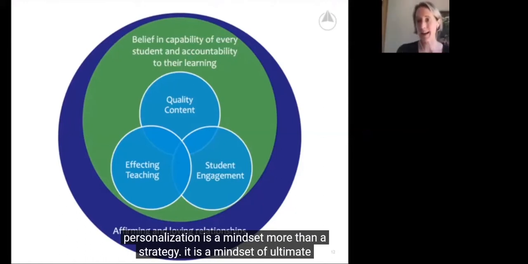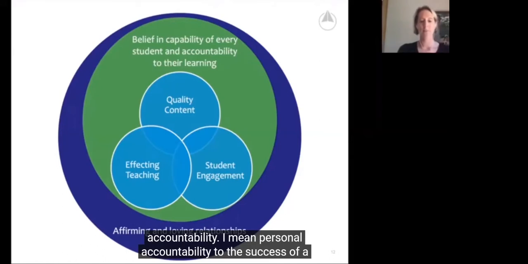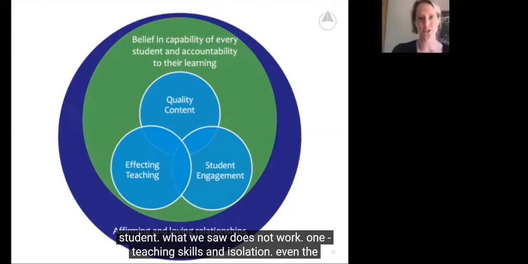Personalization is a mindset more than a strategy. It is a mindset of ultimate accountability. I don't mean accountability like testing accountability. I mean personal accountability to the success of a student.